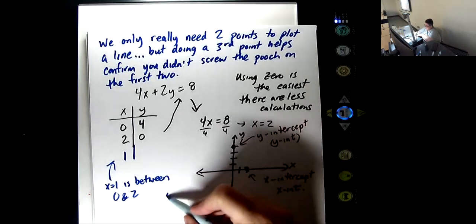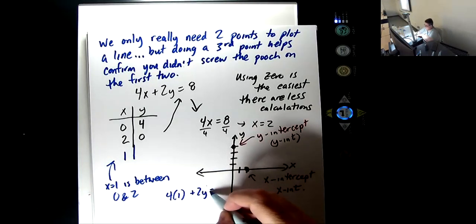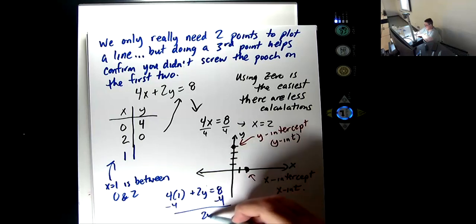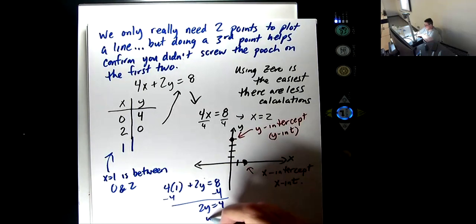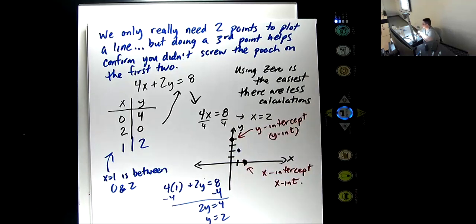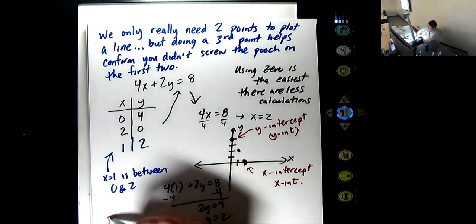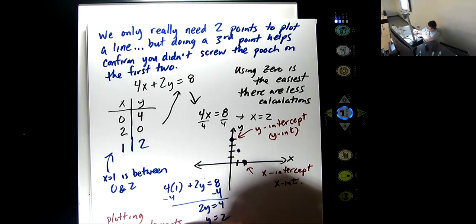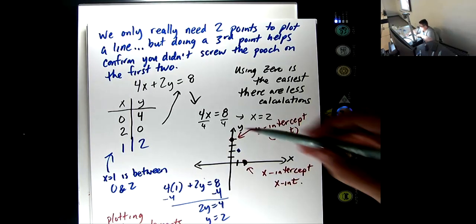Now you got to actually do a little work. 4 times 1 plus 2y equals 8. Subtract the 4. We already did this. 2y equals 4. And y equals 2 when we divide by 2. That gives me a point that looks like it's right smack dab between them. This is called plotting the intercepts. And now I would draw a line connecting them.